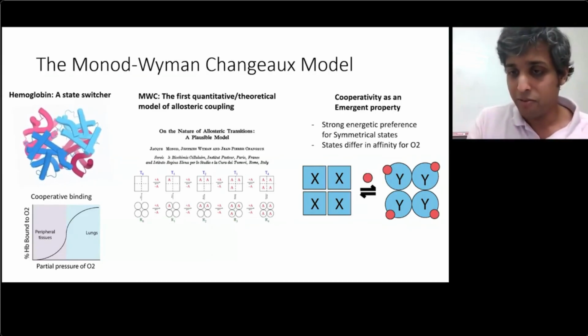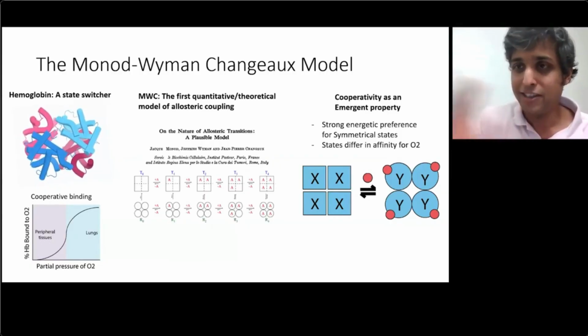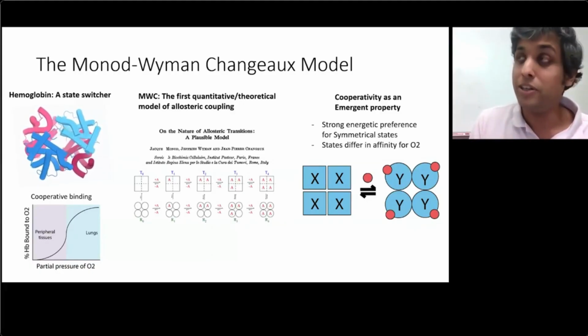And in this case, by the way, the red thing could be an arbitrary ligand. It doesn't have to be oxygen. And in fact, in the subsequent slides, I've mostly explored cooperative binding to peptides, basically.